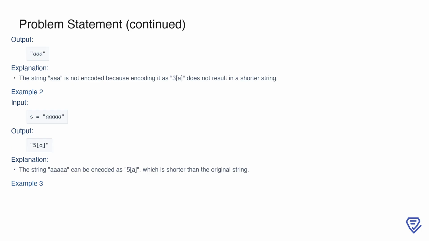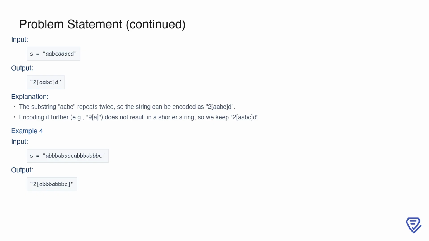In the next example, the input is aaaaa. Here, the string can be encoded as 5[a], which results in an encoded string of 4 characters. This is shorter than the original string's length of 5 characters, so 5[a] is the optimal result. In a similar way, the input aaaaaaaaaa can be encoded as 10[a], which has a length of 6 characters. This is significantly shorter than the original string length of 10, making 10[a] the optimal encoding.